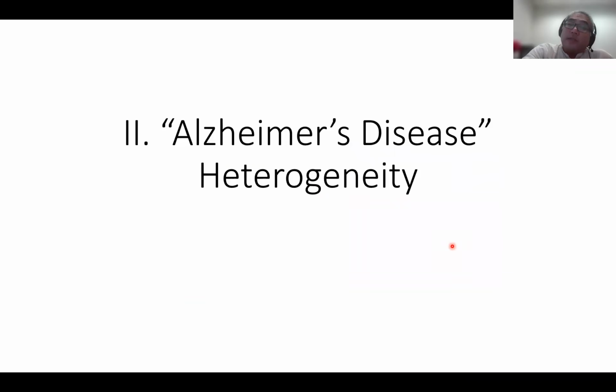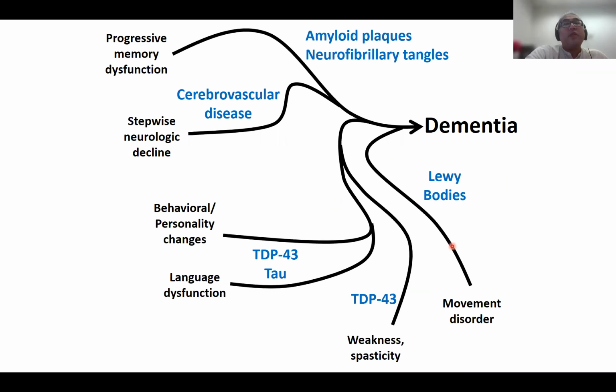Okay, so that's Alzheimer's disease and ADNC and the criteria. Next, I kind of want to add a little bit more color, which is talk about heterogeneity of Alzheimer's disease. So I'll go back to this diagram where we said there are many ways you can get to Alzheimer's disease.